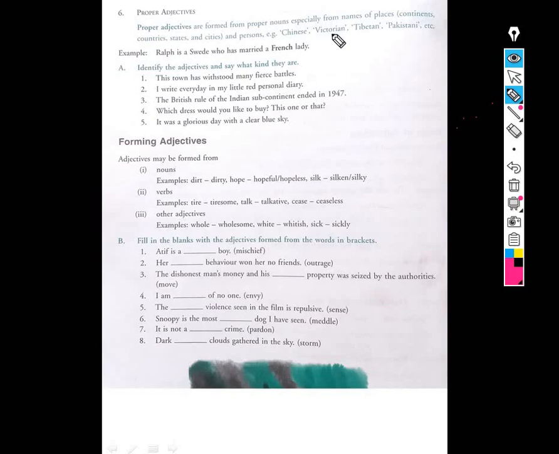Victoria is the name of a queen, and the period of that queen, the era of that queen, is called Victorian. Victorian era, Victorian period, Victoria का ज़माना.